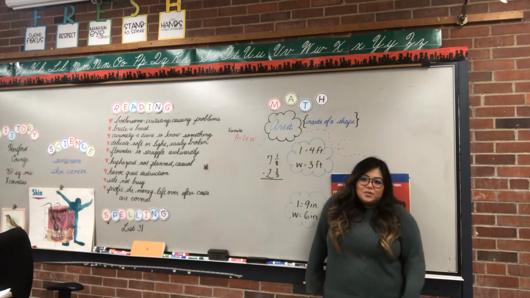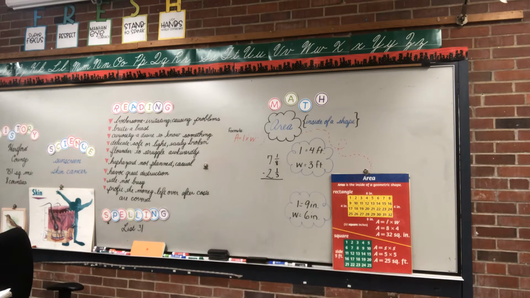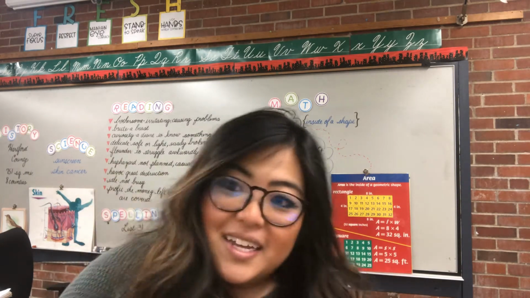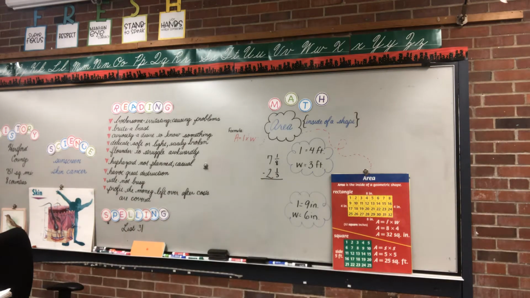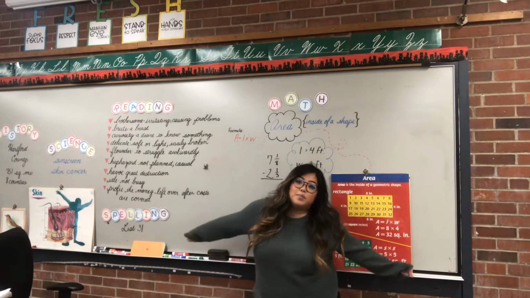Hopefully you went against one of the edges of the room or the wall. Area. I'm sitting on the floor. I'm sitting on the area. Area. Perimeter. Okay. Are you in the perimeter?